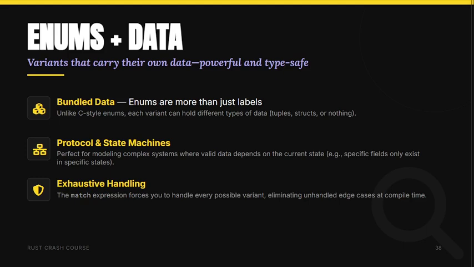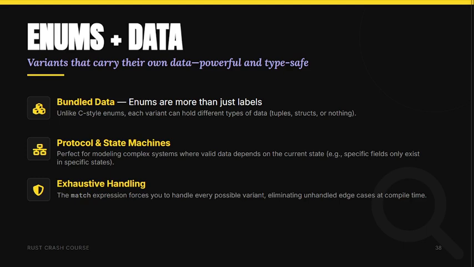Enums are more than labels. Each variant can hold different types: a tuple of values, a named struct, or nothing at all. One enum can represent multiple completely different shapes of data. Protocol and state machine. This is what makes enums perfect for modeling systems where the valid data depends on the current state. A blockchain transaction that's pending has different relevant fields than one that's confirmed. An enum lets you encode that at the type level.